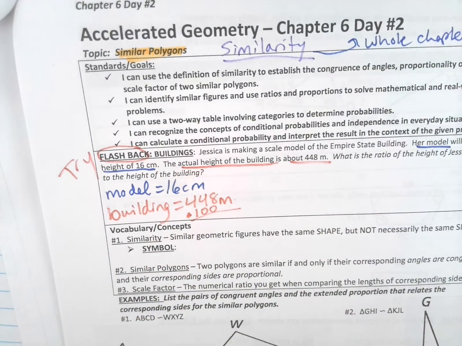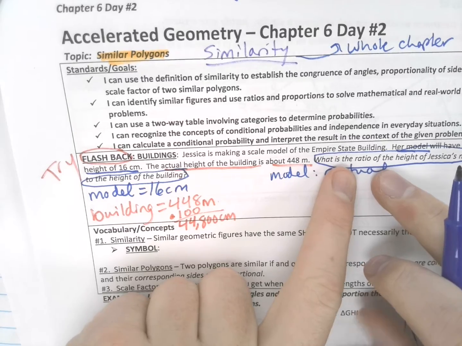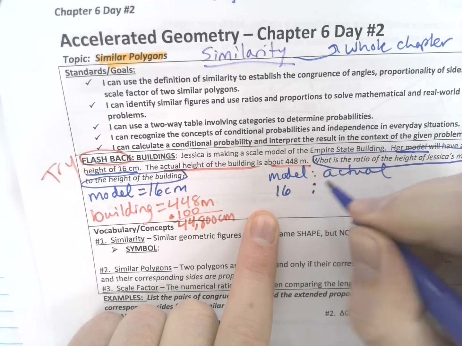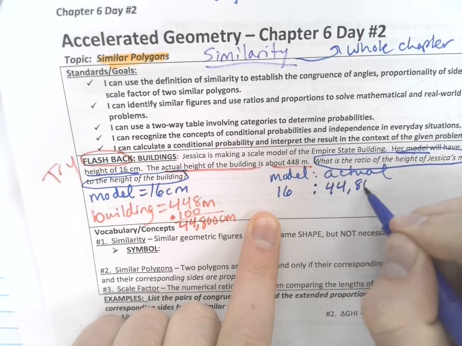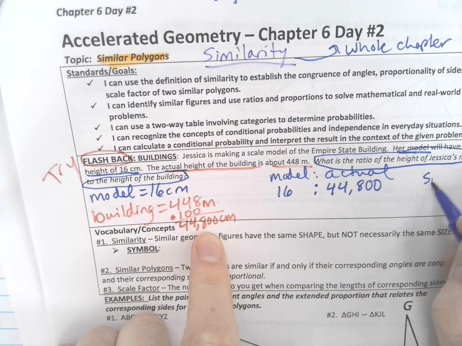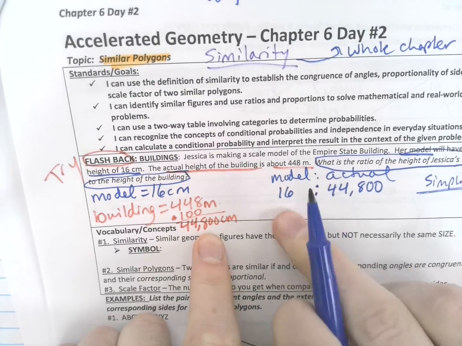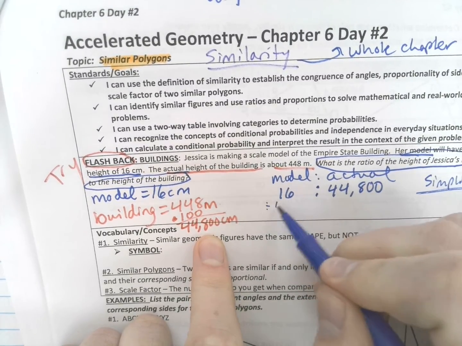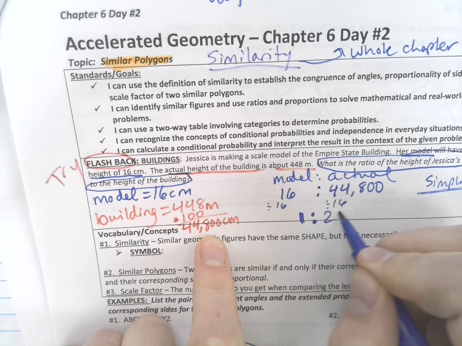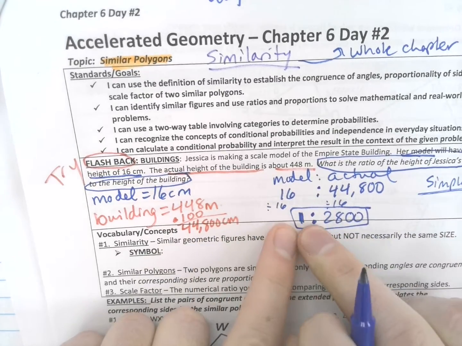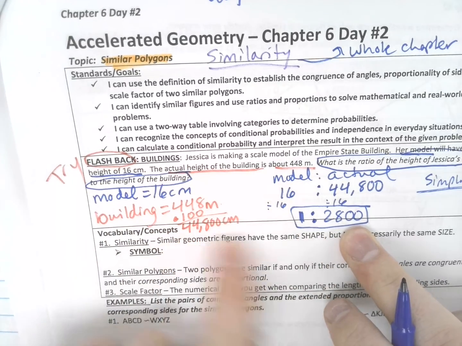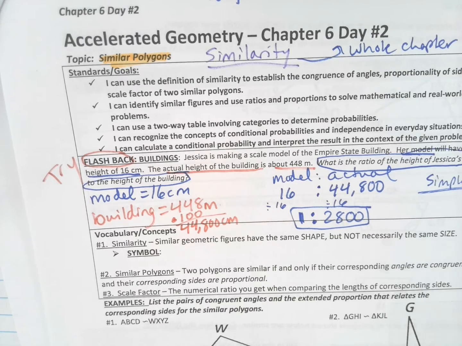But go ahead, guys. Instead of having to do any cross multiplying, we just want to know the ratio. Well, the model is 16 as compared to 44,800, which is how many centimeters that building would be. But again, we always want to simplify. Try dividing 44,800 by 16, and I believe if you do that, you get 1 to 2,800. So for every 1 centimeter in this model, it scales up to 2,800 centimeters for the building. That is a pretty big contrast there.